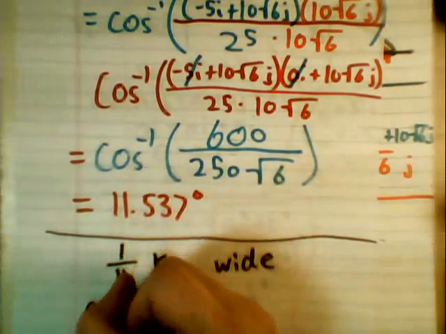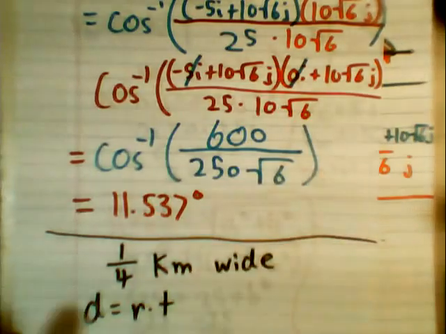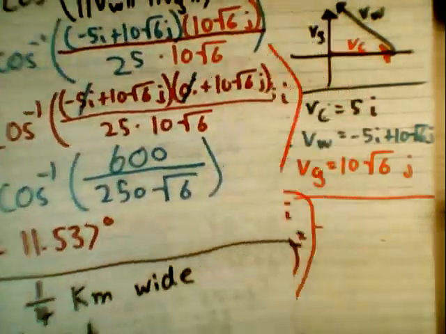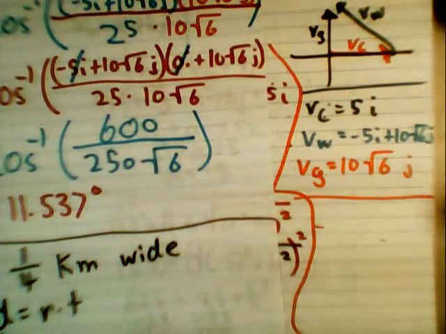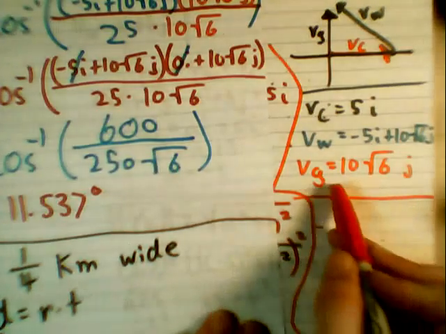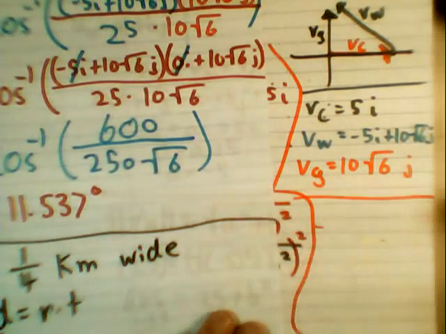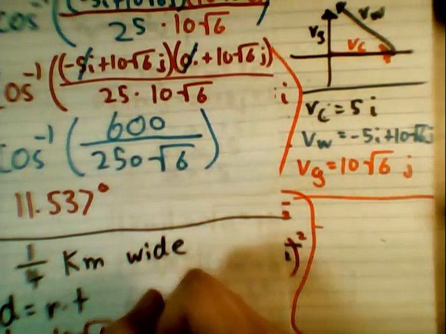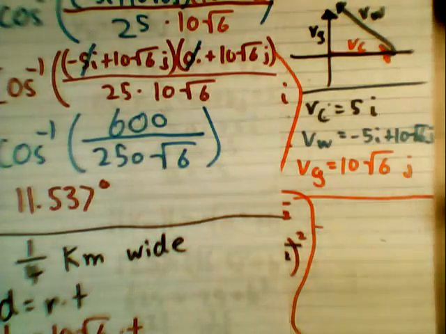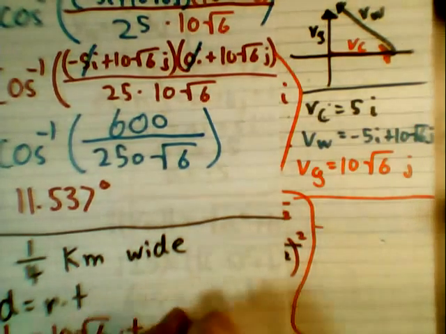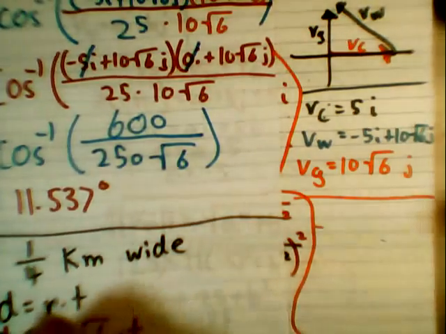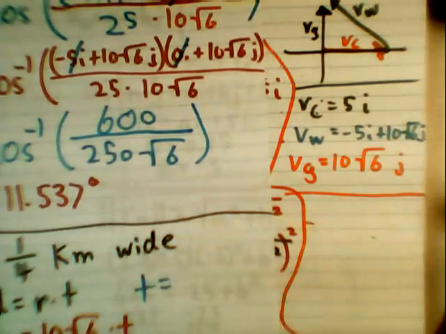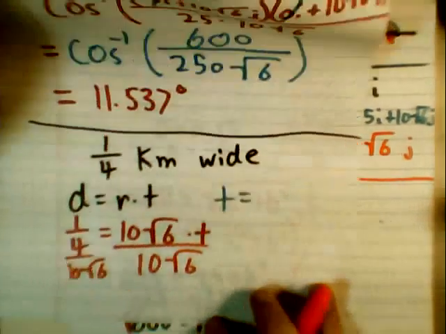So let's use the equation. Distance equals rate times time. We need to cross a distance of 1/4 at a rate of, now here we are going to use the component with the VG. So equals 10 square root 6, and we're just going to solve for time in hours. So we're going to divide the 10 square root 6 over, and we get that t equals, I'm sorry that you couldn't see that, there you go.